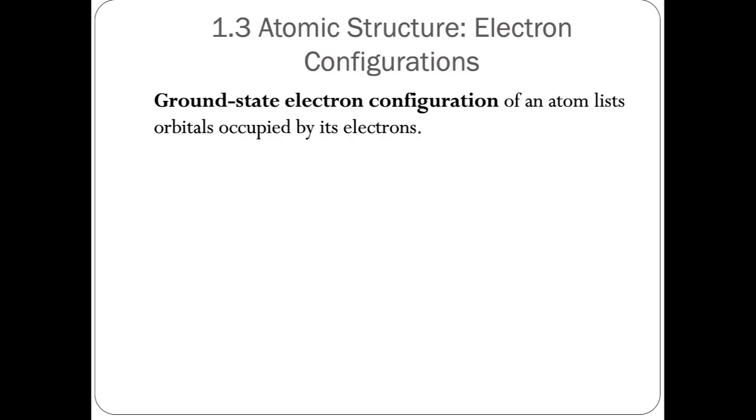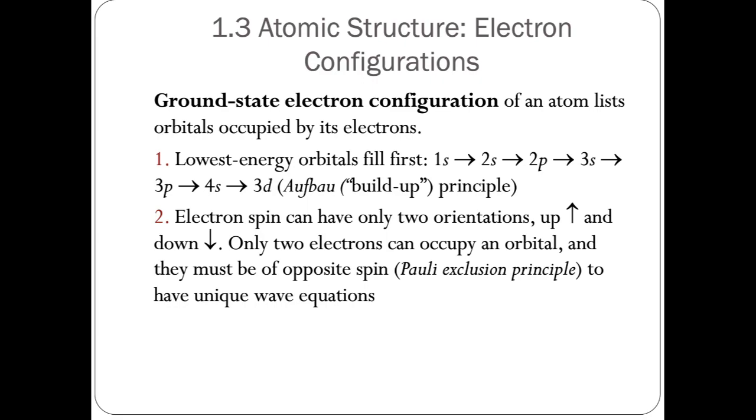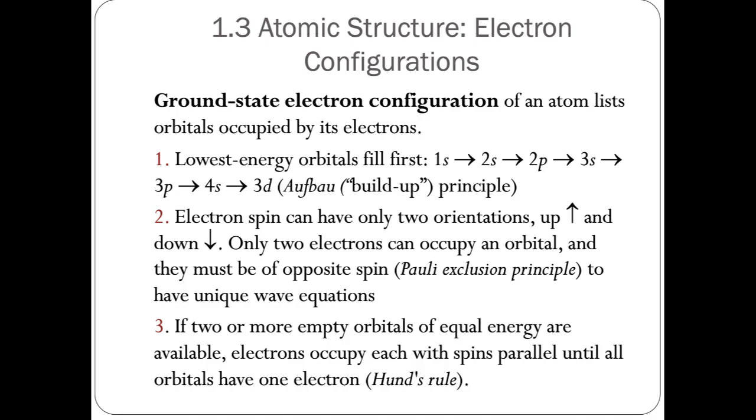Electron configurations. The ground state electron configuration of an atom lists the orbitals occupied by its electrons. 1. Lowest energy orbitals fill first: 1s, 2s, 2p, 3s, 3p, 4s, 3d. 2. Electron spin can have only two orientations, up and down. Only two electrons can occupy an orbital, and they must be of opposite spin, to have unique wave equations. 3. If two or more empty orbitals of equal energy are available, electrons occupy each with spins parallel, until all orbitals have one electron.